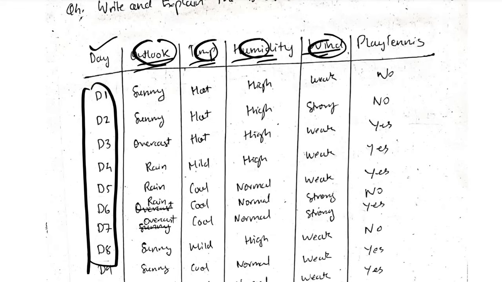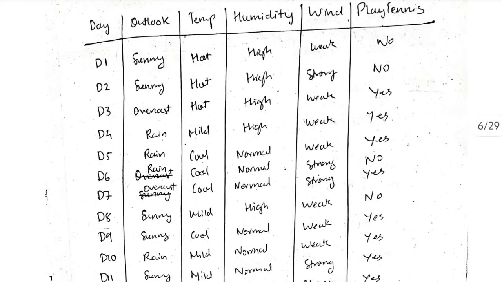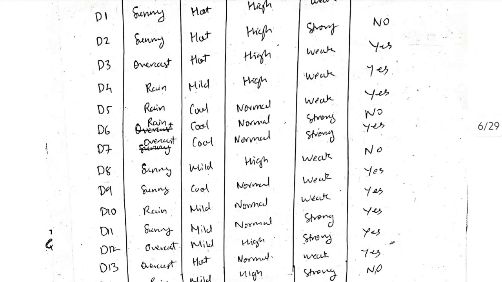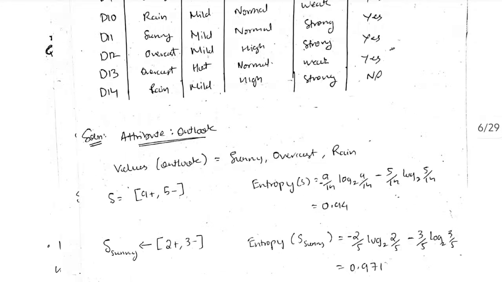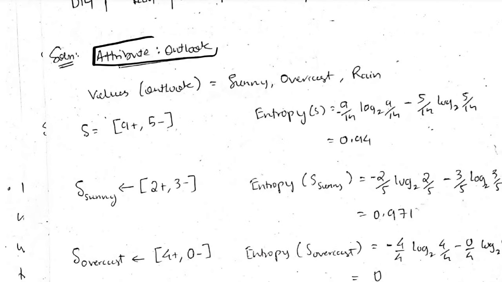Now what we are supposed to do is find out what values are present in the first column. How many distinct values are there? You tell me. Sunny is one value, overcast is one value, rain is one value. Three separate values are there in the first column. That's what we will first write. Attribute: what is the first attribute? We will write outlook, and after that we will write how many values are there in outlook. There are three values in outlook: sunny, overcast, and rain. After you have written this much, then you have to find something called entropy.